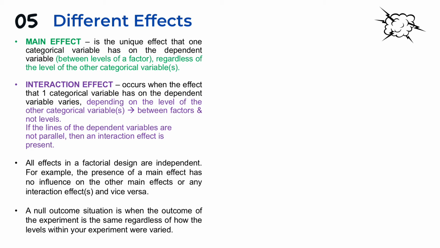A null outcome situation is when the outcome of the experiment is the same, regardless of how the levels within your experiment were varied. In other words, a null outcome means there is no effect of the factors, regardless of how you manipulate or vary the factors.